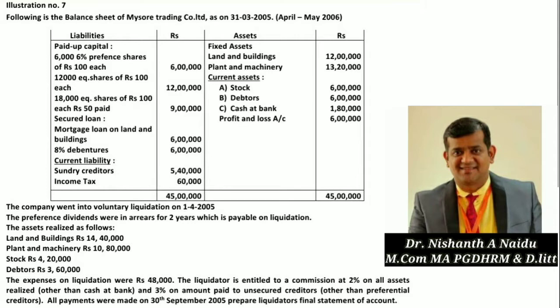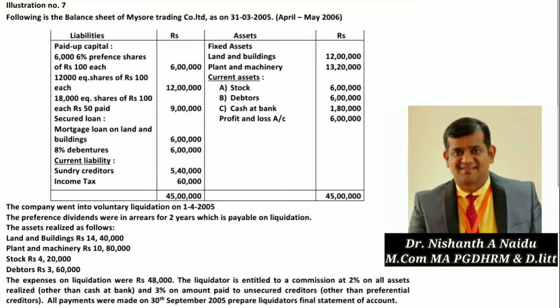The assets realized as follows: land and buildings rupees 14,40,000, plant and machinery 10,80,000, stock rupees 4,20,000, debtors rupees 3,60,000, and then the expenses on liquidation were rupees 48,000. The liquidator is entitled to a commission at 2% on all assets realized other than cash at bank, and 3% on amount paid to unsecured creditors other than preferential creditors. All payments were made on 30th September 2005. Prepare liquidator's final statement of accounts.